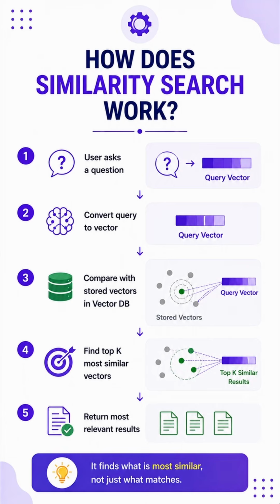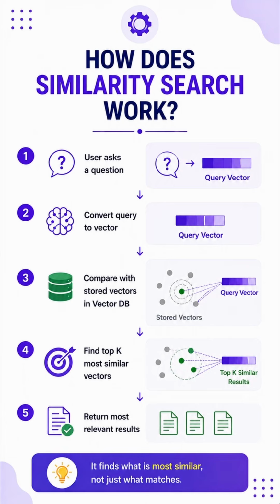The vector database then compares the query vector with all the stored vectors using a similarity metric, such as cosine similarity. It ranks the vectors based on how similar they are and returns the top K most relevant results. These retrieved documents are then sent to the large language model as context to generate the final answer.